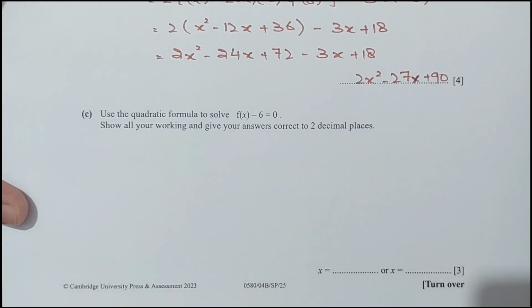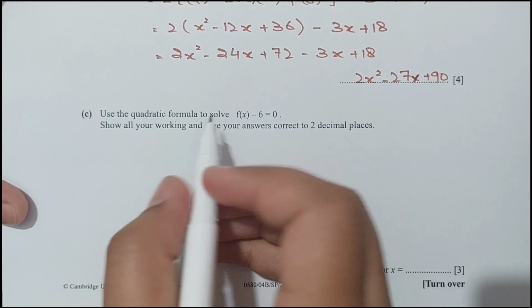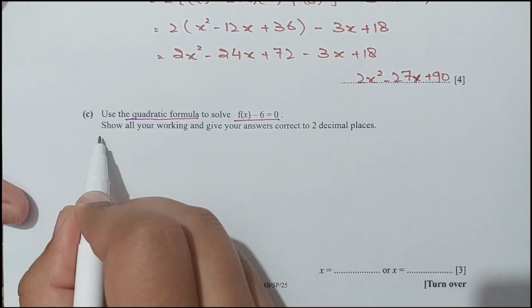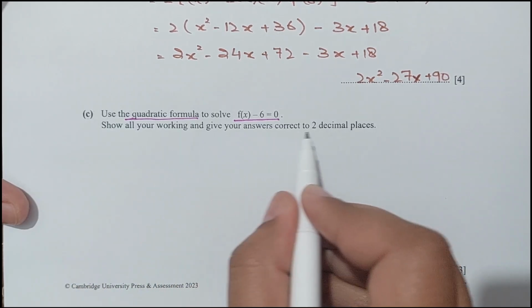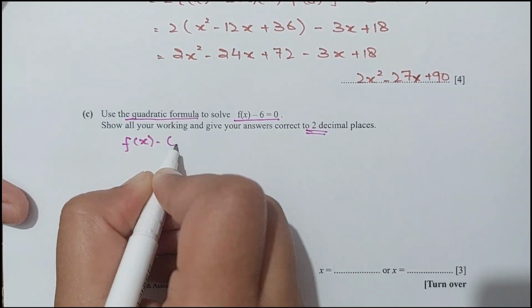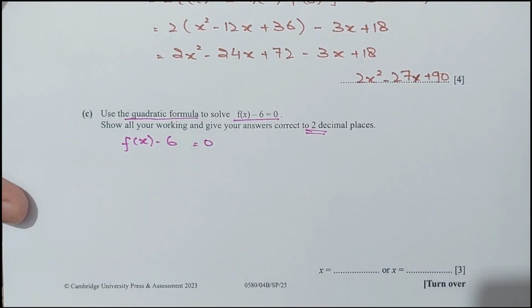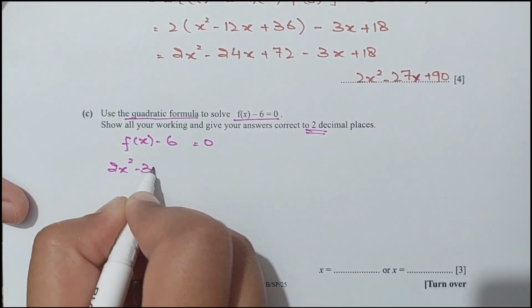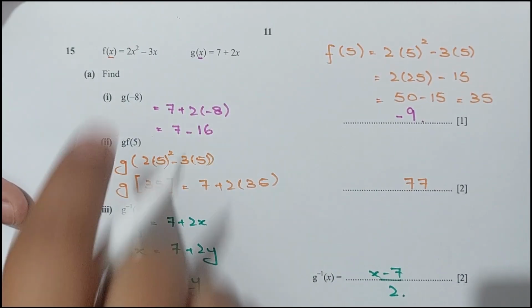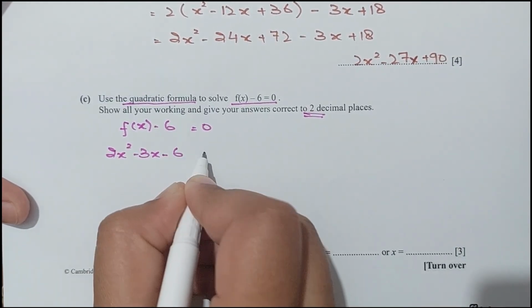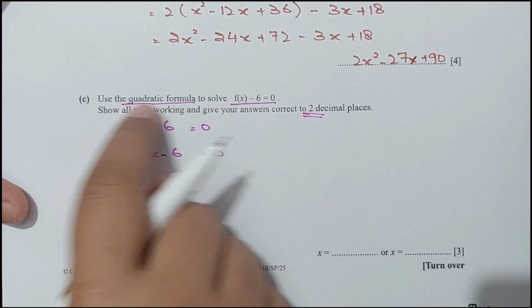Moving to part C, solve the quadratic formula. Use a quadratic formula to solve this equation. Show all your working and give your answer correct to two decimal places. f of x minus 6 equals 0. Okay, f of x is 2x square minus 3x. This is the value of f of x, you can see. Now subtract 6 equals 0. We have to use a quadratic formula.